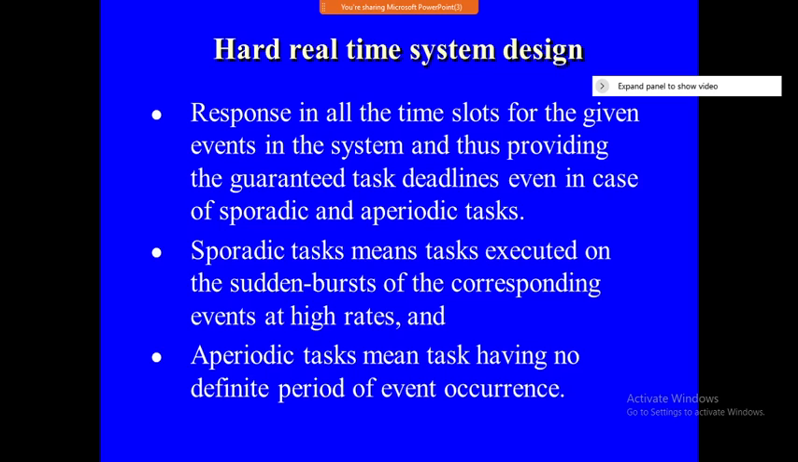Sporadic task means the task executed on a sudden burst of the corresponding event at a high rate. A sudden occurrence of the task, that is a sporadic task. Aperiodic means the task having no definite period of event occurrences. We will not know when that event is going to occur. That is aperiodic. Periodic means it will be predefined; the task will occur after that interval.